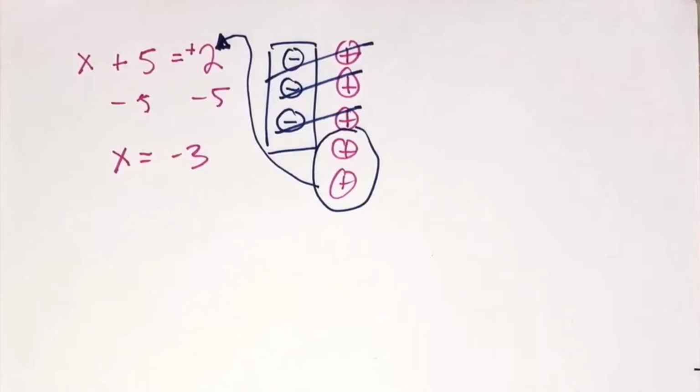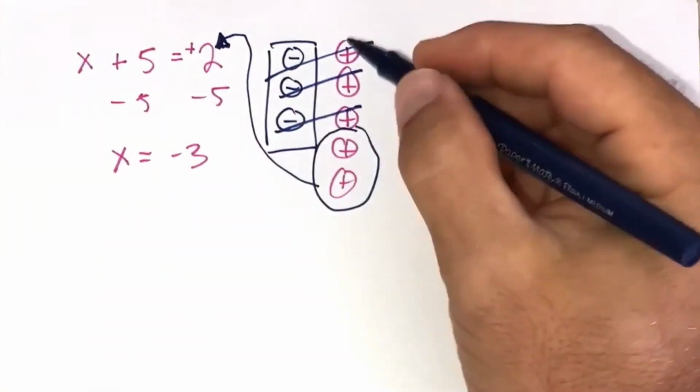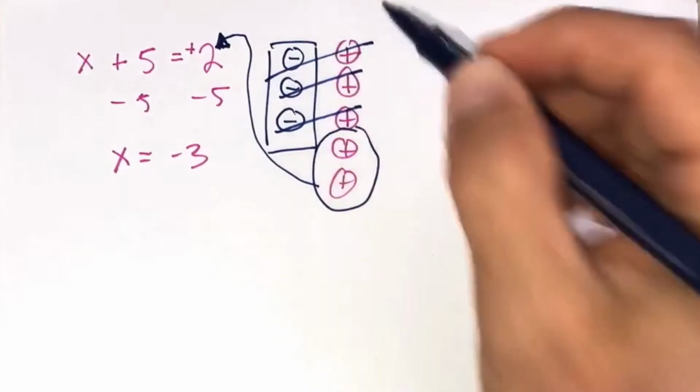And that's generally the idea with your one-step equations, adding and subtracting: using opposites and canceling out.